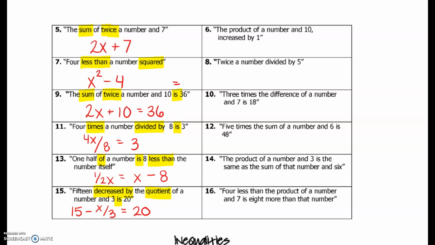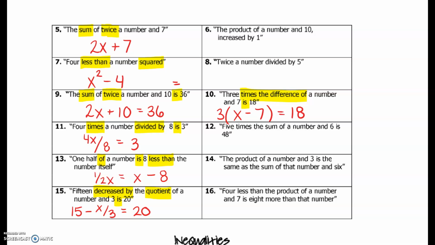Okay, one other one I want to jump to before I have you finish the rest of this assignment. If you look at number 10, it says 3 times the difference of. Times the difference of is a phrase that we wrote in our parenthesis word category. So what we need to write here is 3, and then we're going to start a parenthesis. Difference indicates that we should be subtracting, and in this case it will be x minus 7. We'll close our parentheses, and then is indicates an equal sign, equals 18.